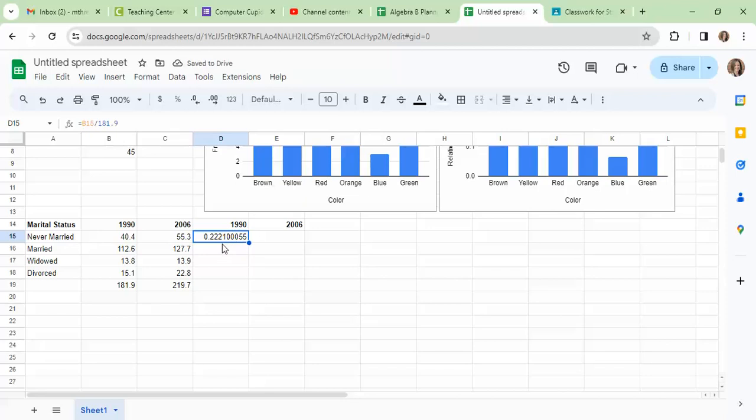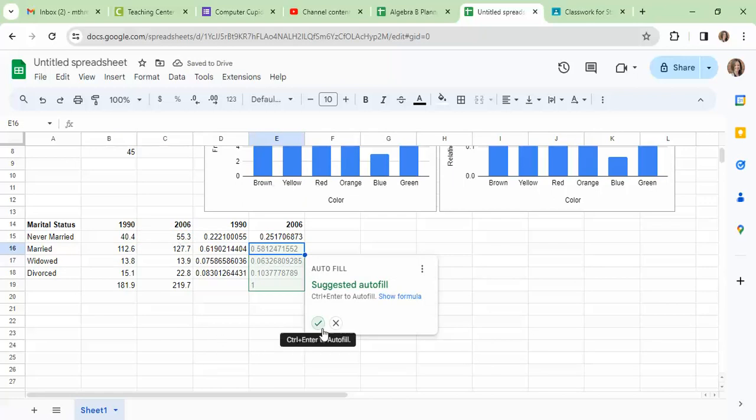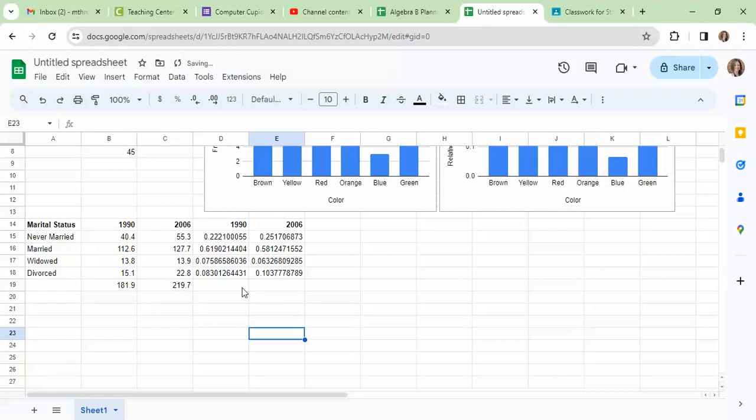It gives me the option for autofill. Well, it didn't that time. But if it gives you that option for autofill, you can use that. Sometimes it pops up and sometimes it doesn't. Did everybody get your relative frequencies? And of course, if you did them on your calculator and just typed in the numbers, that is also okay. This is to make it easier, but you don't have to do it that way.